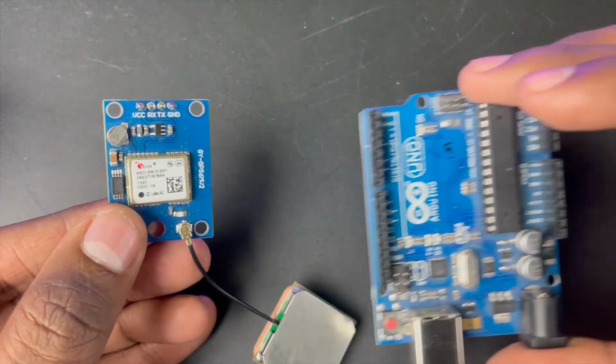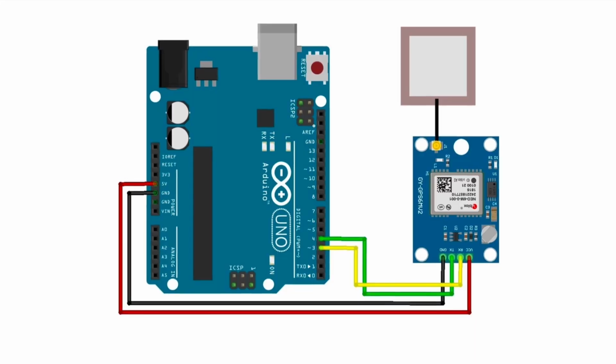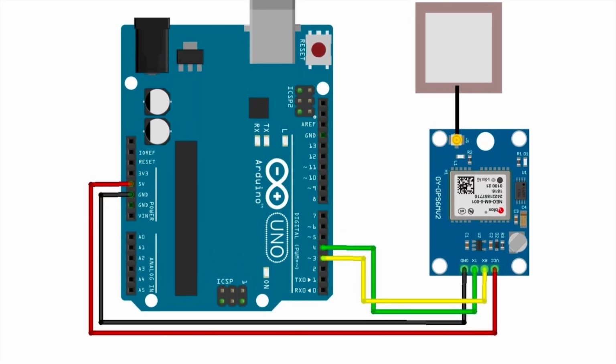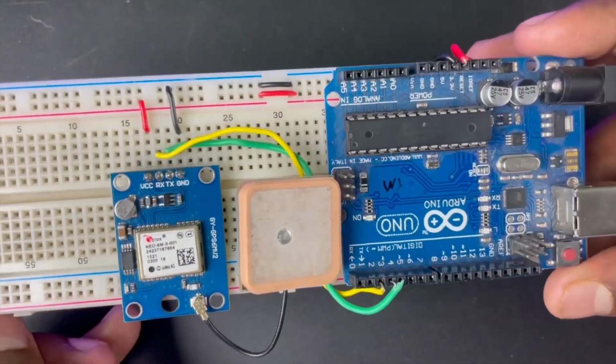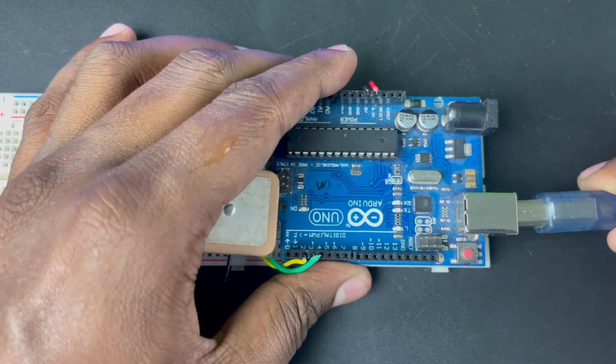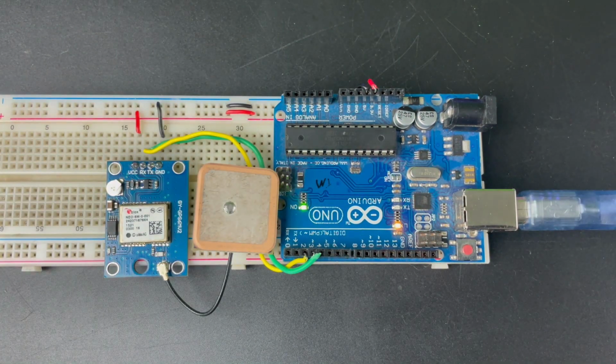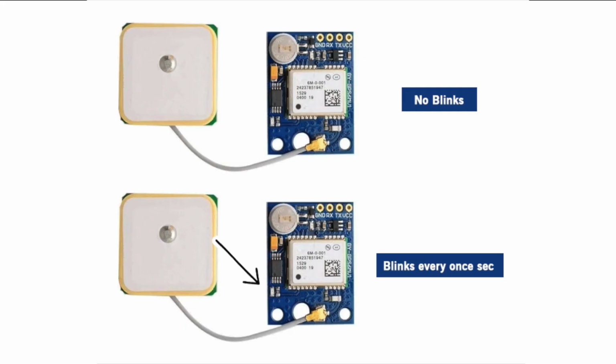Now let's connect this GPS module to our Arduino board. Here's the complete circuit diagram for reference. And this is how the project looks after making the connections. Once everything is wired up correctly, it's time to power up the Arduino and then upload the code. If the LED on the GPS is not blinking at all, it means that it has not found enough satellites to get the coordinates. If it is blinking once every second, it means that we can move forward.